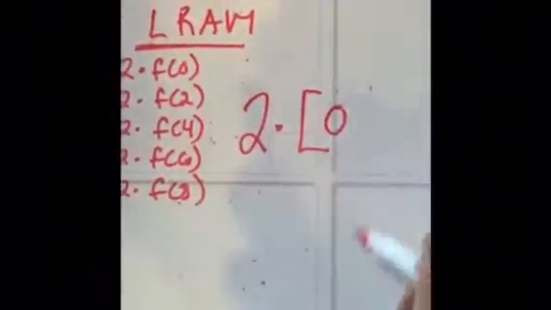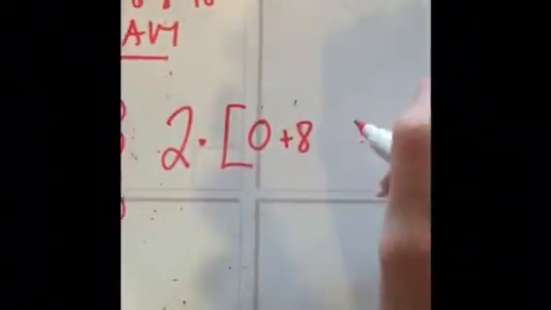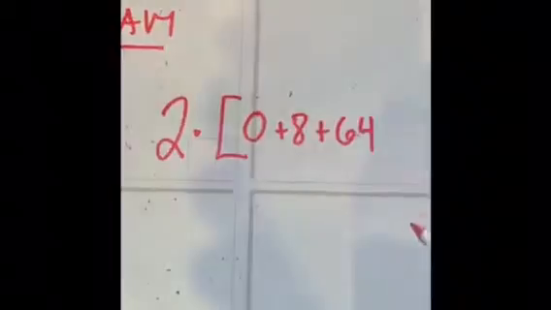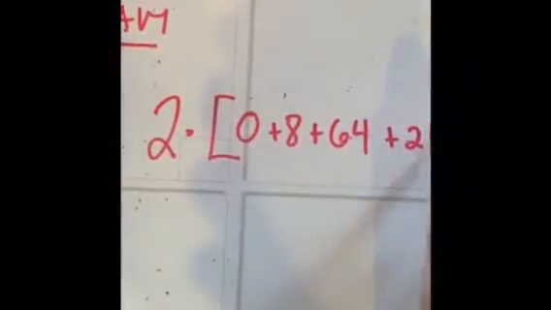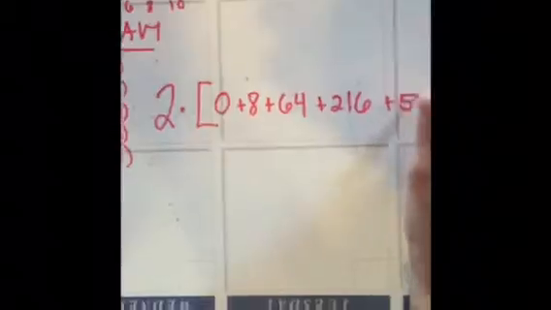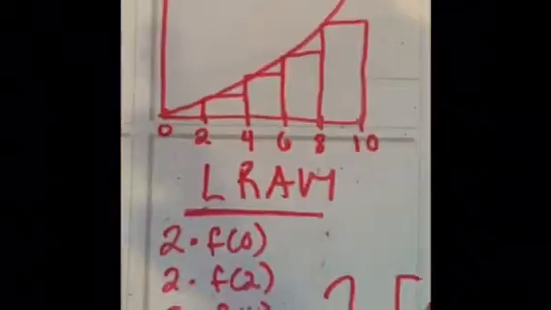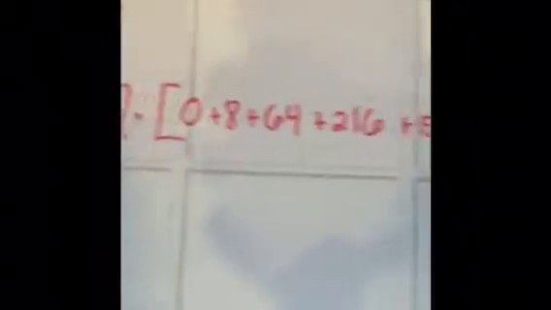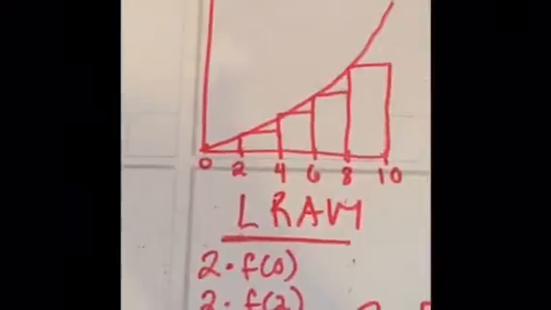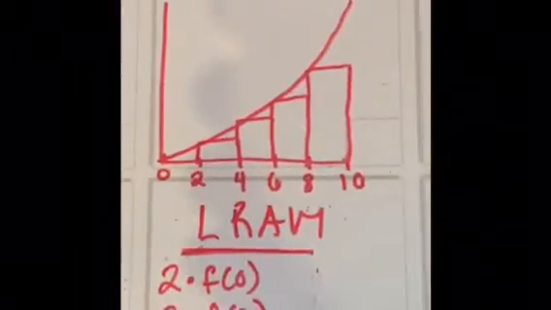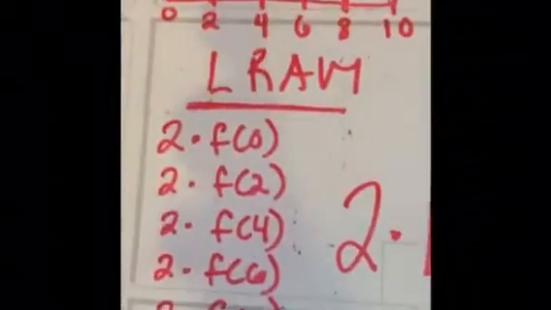Now we can plug in 2 times each of the left heights: 0, 2, 4, 6, and 8. We got these values by plugging in each of our left subintervals into the function x cubed. By adding all these numbers together and multiplying by 2, we arrive at 1600, which is our approximation, if you remember, of x cubed from 0 to 10 using a left Riemann sum.